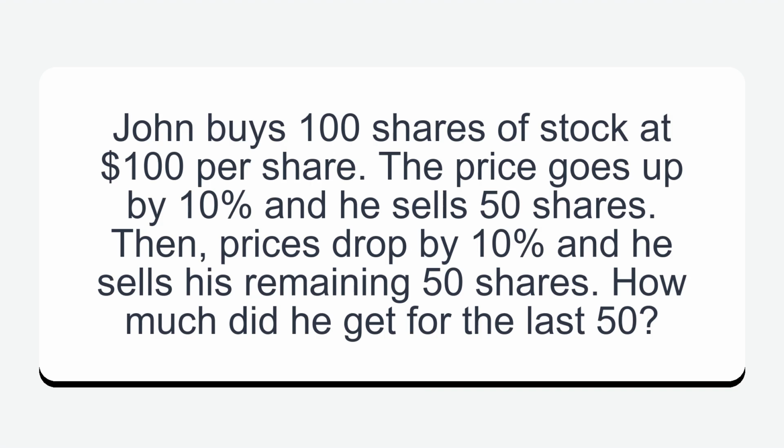John buys 100 shares of stock at $100 per share. The price goes up by 10% and he sells 50 shares. Then, prices drop by 10% and he sells his remaining 50 shares. How much did he get for the last 50?